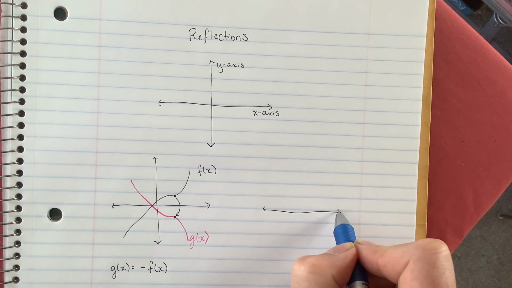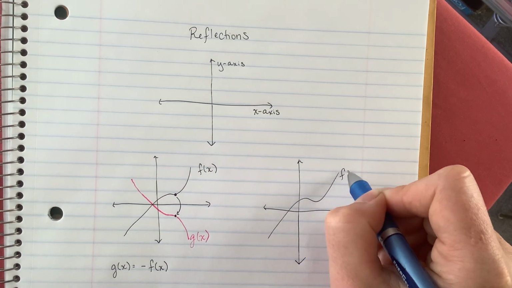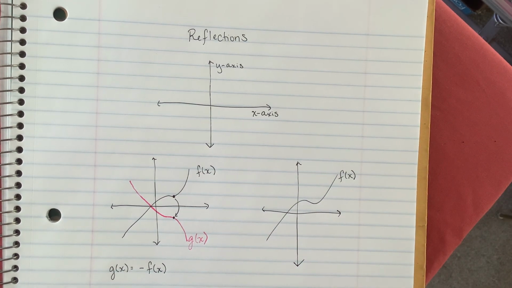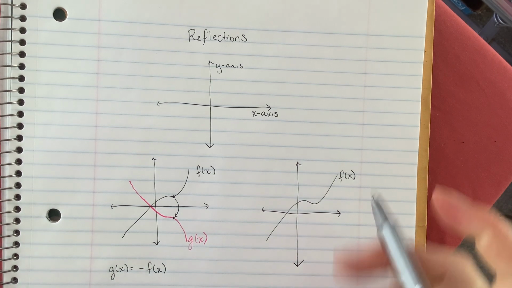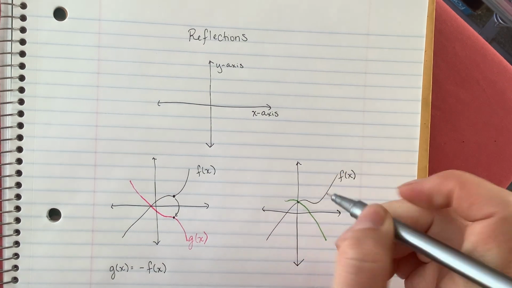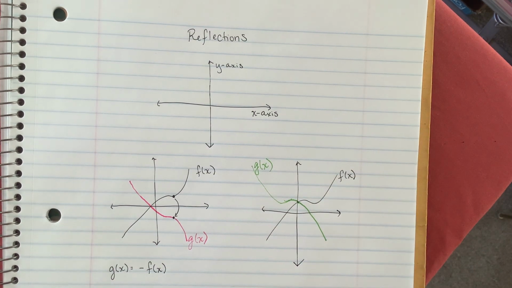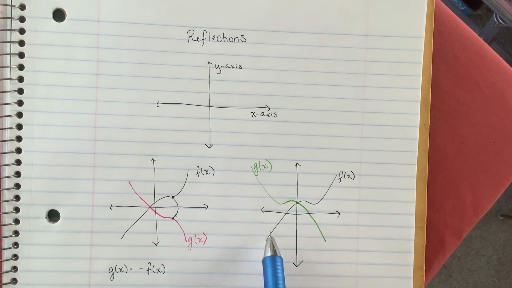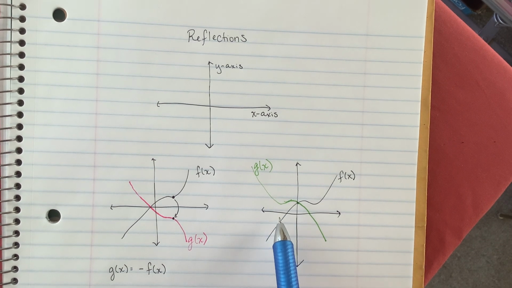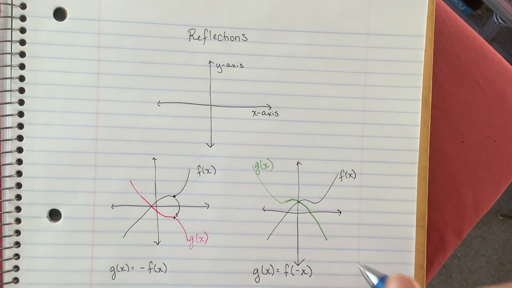For a reflection across the y-axis, again, let's make our beautiful f of x right here. And so then for g of x, we're going to take every one of our values and flip them this way. So this time, we would get the same y values from the x value that is exactly opposite. So we would be instead writing that g of x is equal to f of negative x.